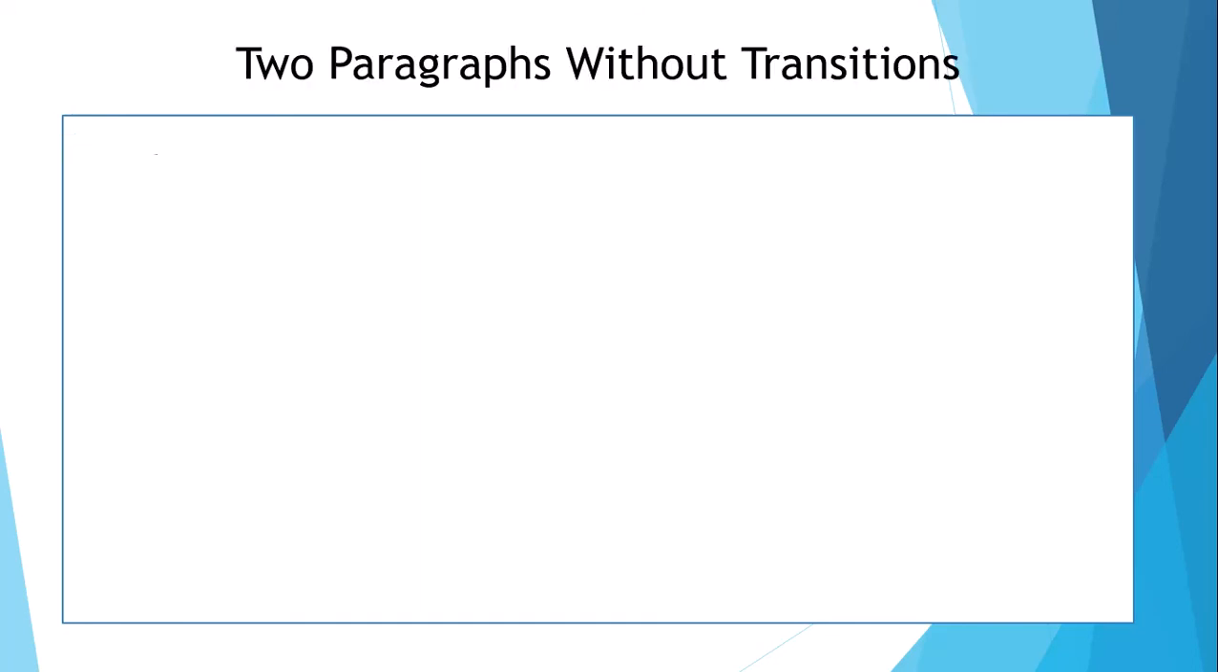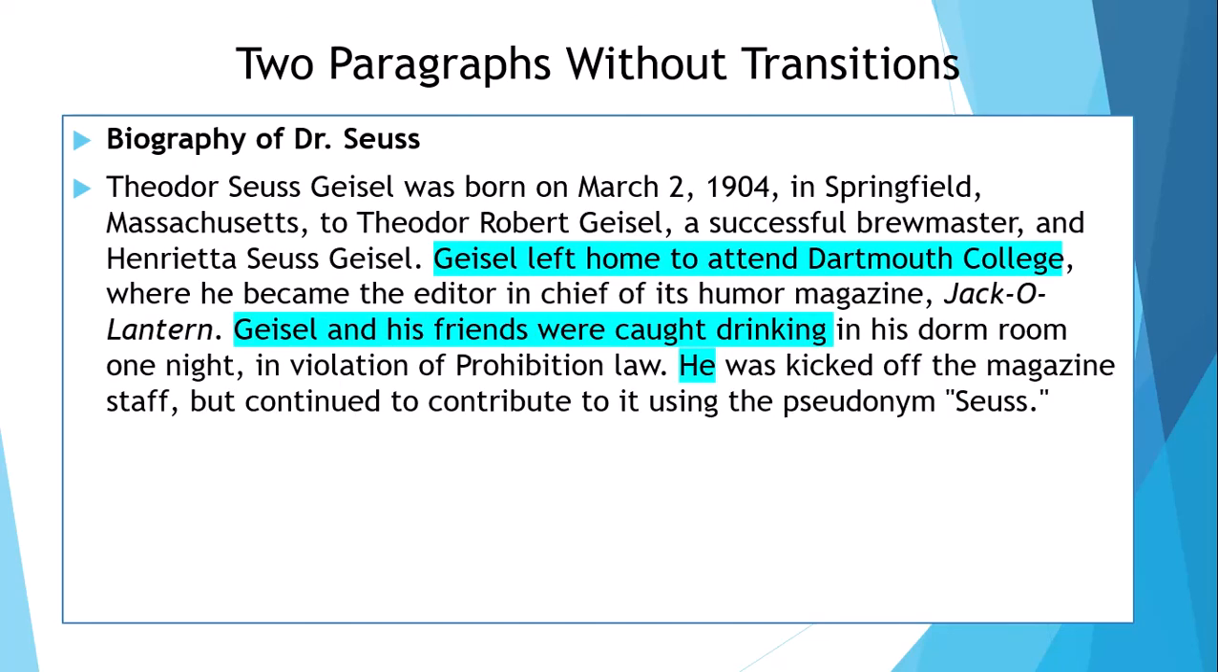So let's take a look at 2 more paragraphs without any transitions. This is from a biography of Dr. Seuss. Theodore Geisel was born March 2nd, 1904. He left home to attend Dartmouth College. He and his friends were caught drinking in his dorm room. He was kicked off the magazine staff. I'm not going to read every word because it's a little bit longer, but here in the blue, I have highlighted places where we need some transitions.